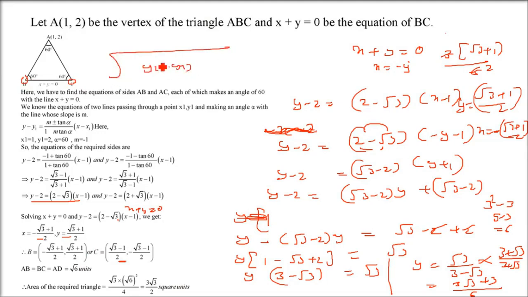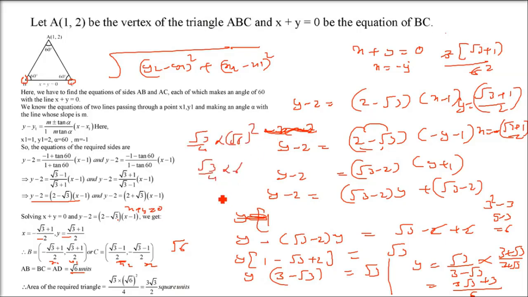Now you use this formula, square root of y2 minus y1 whole square plus x2 minus x1 whole square, that is the distance formula of 2 points. This is x1, y1, this is x2, y2, and you find the side. When you solve it, you get the distance as root 6. And root 3 by 4 into a square is the area. So root 3 by 4 into root 6 whole square, root 3 by 4 into 6. So you get 3 root 3 by 2 square units as the area of this triangle.